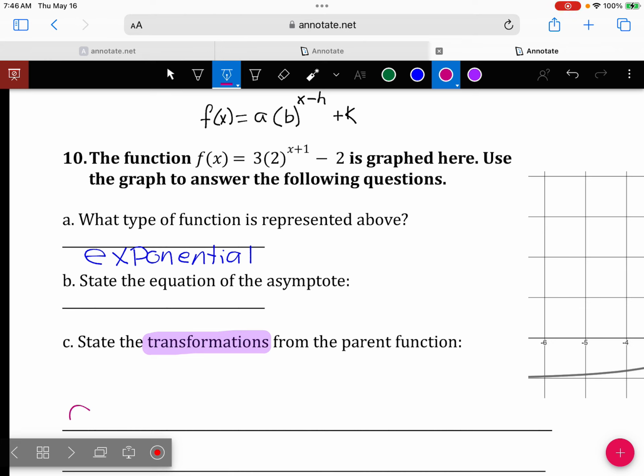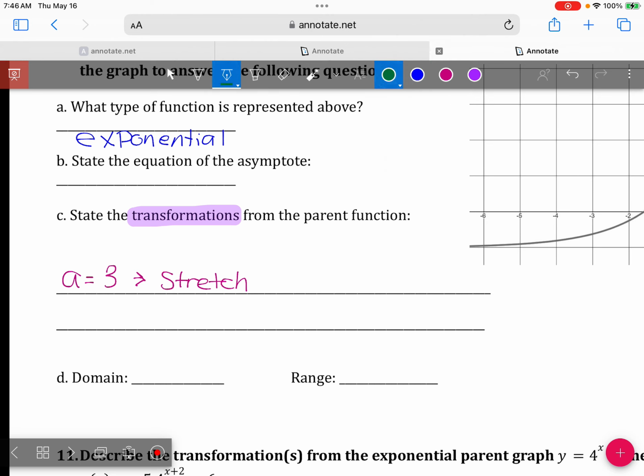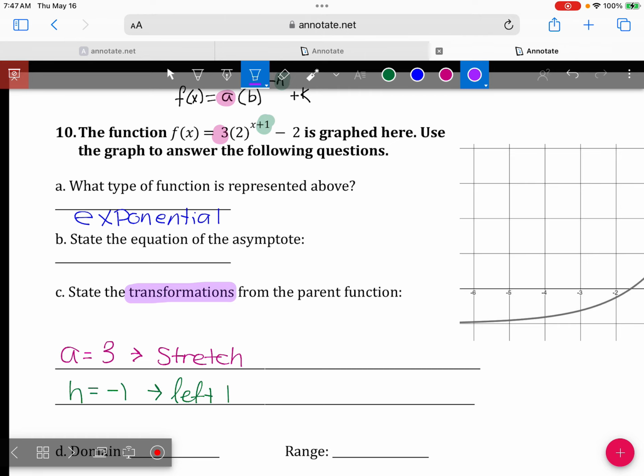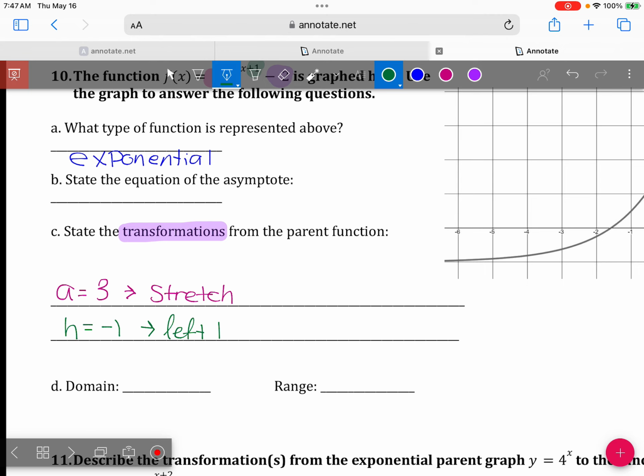So what is our a value for this function? 3. What does an a of 3 do as a transformation? It's got a vertical stretch. That gives me this one. What is my h? -1. So my h is -1, which means which direction did it go? Left 1. How about my k? -2. Which means what transformations did it have? It went down 2.